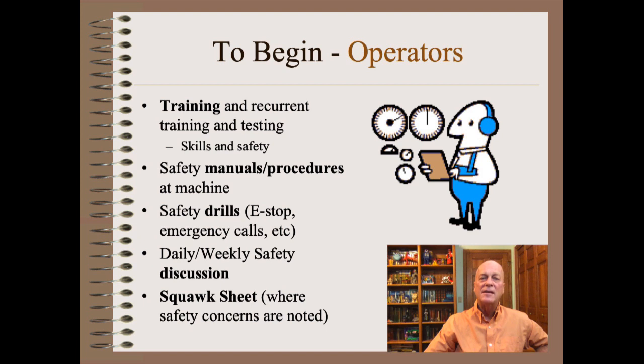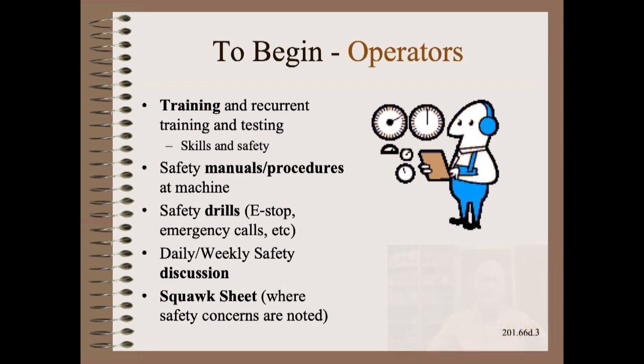Weekly safety discussions cover concerns, incidents, and best practices. This also helps keep safety at the top of everyone's mind. A squawk sheet is a great way for anyone to note a safety concern or safety-related maintenance item on a machine.